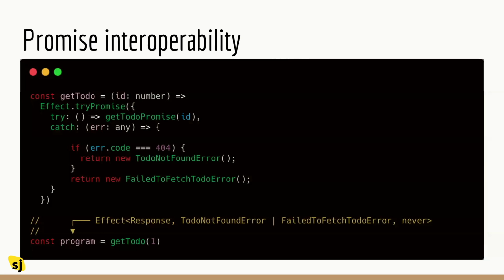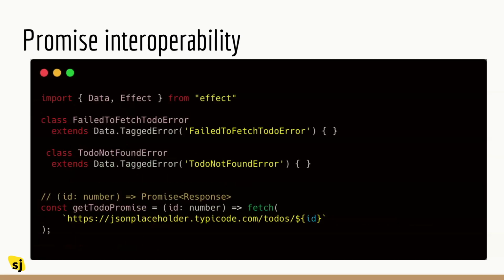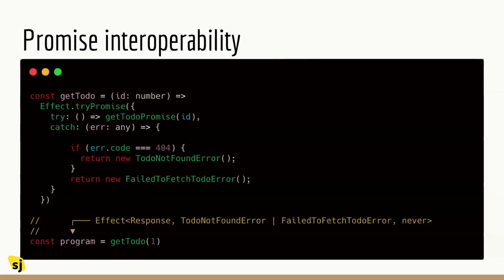And then now your todo function, the old one just returned a promise of response. This one's actually an Effect of response, but you've also got 2 errors in there: TodoNotFoundError and FailedToFetchError, just because we have returned those errors in there.